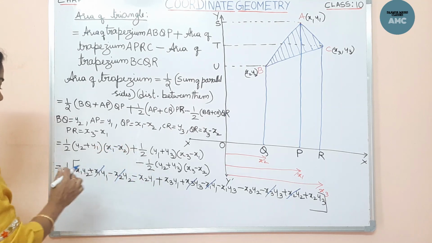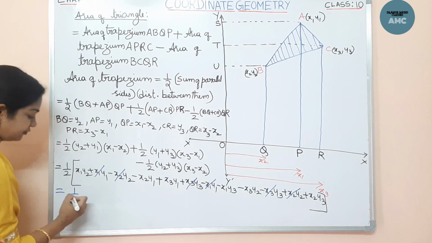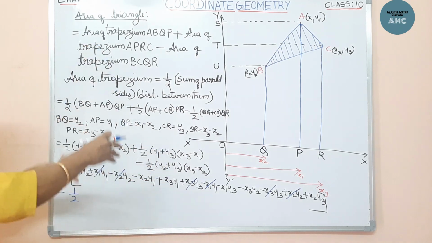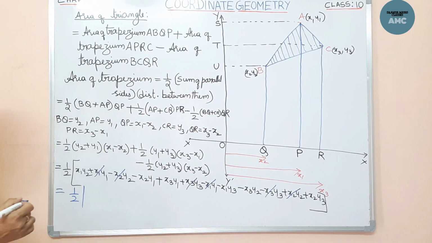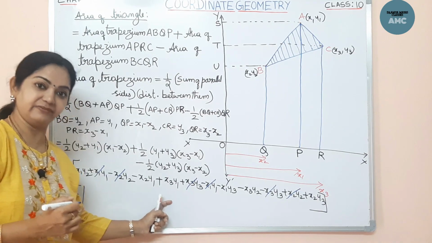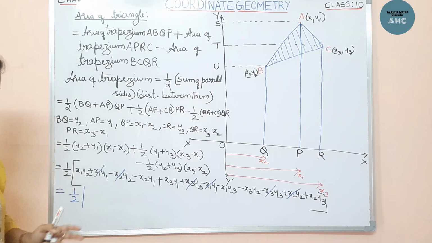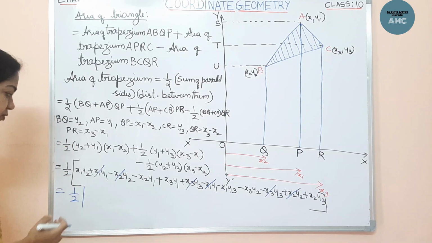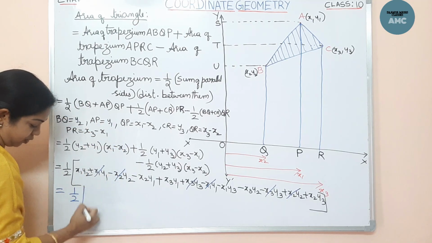Now after cancelling, what do we get here? Half, because they are all measurements, isn't it? Let us take mod, because even if we get negative terms, it will be changed into positive one, that is the mod value. So since it is the area, we have to take positive, so I am keeping mod value.